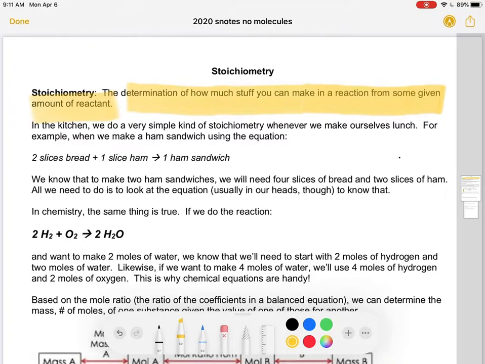Last week we talked about just basic mole-to-mole stoichiometry, and you guys did a project on stoichiometry in real life. So for example, my example was 2 slices of bread and 1 slice of ham gives us 1 ham sandwich. So to make 2 ham sandwiches, it would take 4 slices of bread and 2 slices of ham. And all we have to do is look at that equation for that.